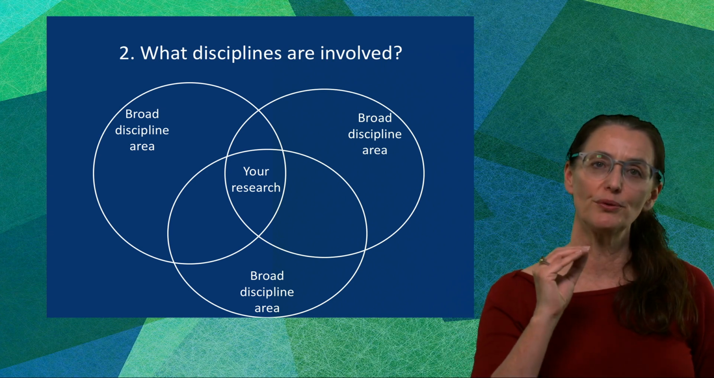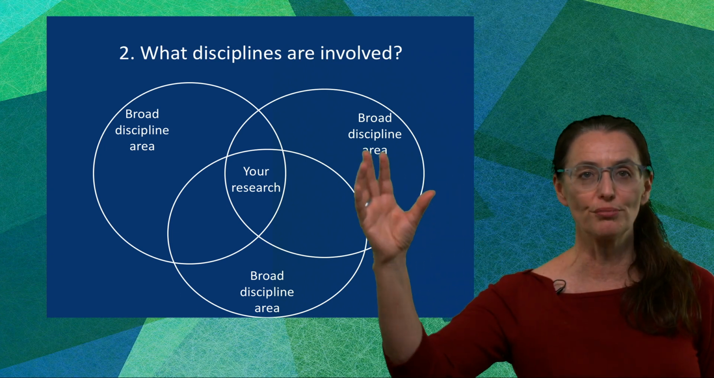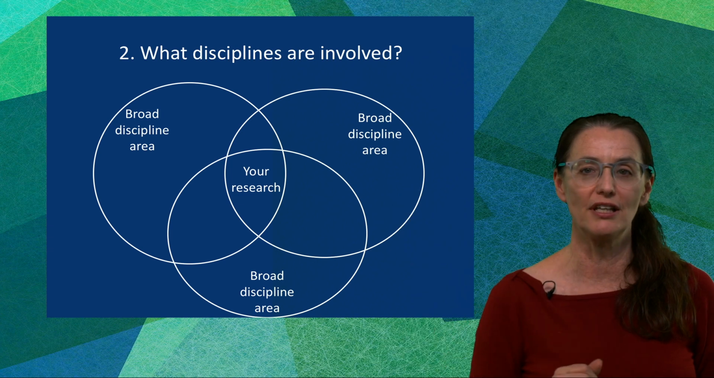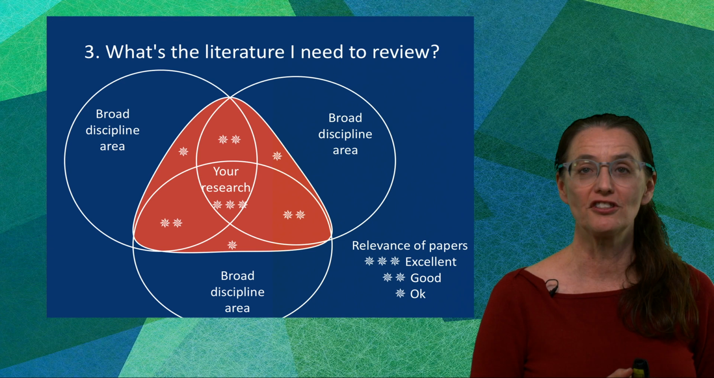And this is, again, a really important principle about being able to locate your research really specifically in detail, but also have that broader thinking about the disciplines that it relates to. Then, what's the literature I need to read?